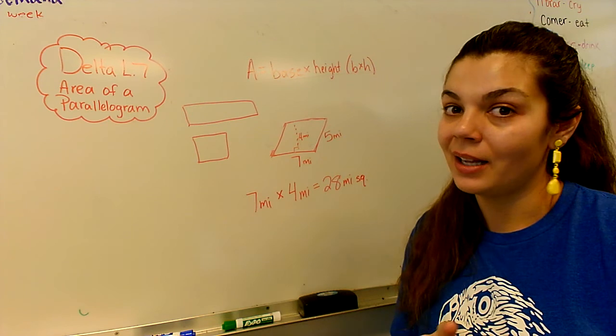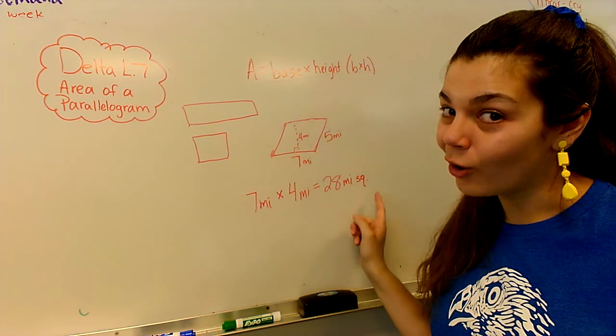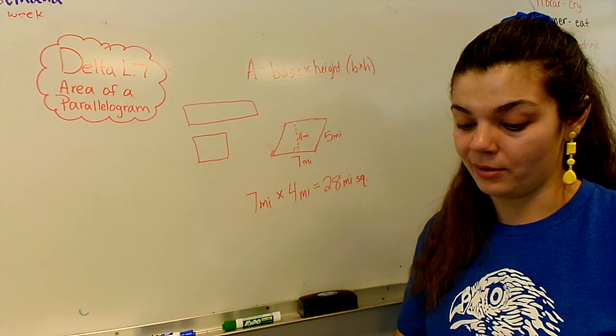That's where it counts. If you don't label on the test, like if you put just miles, it's half wrong. So don't forget to write miles squared, okay?